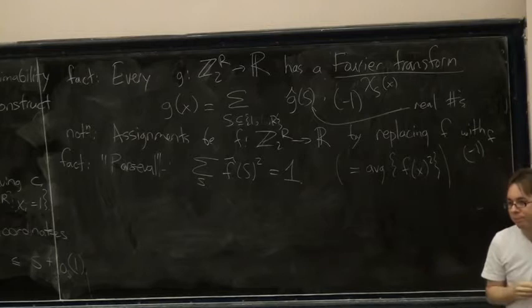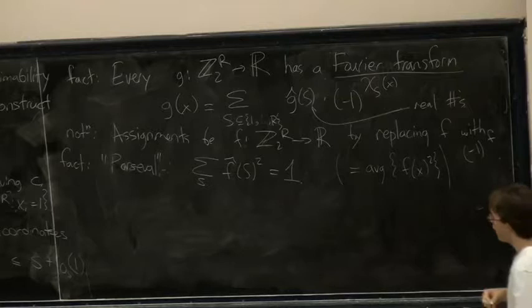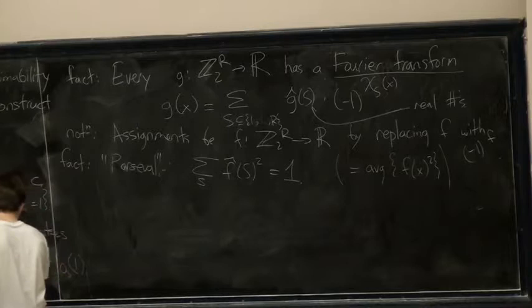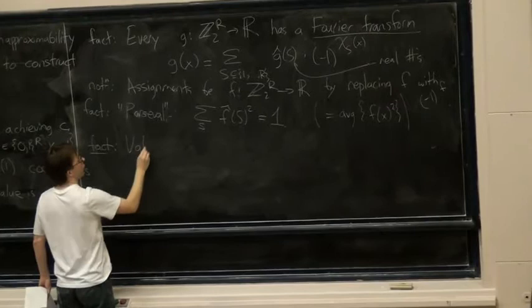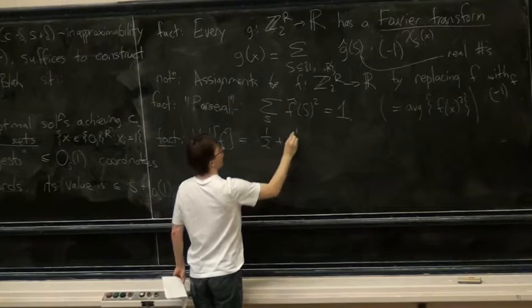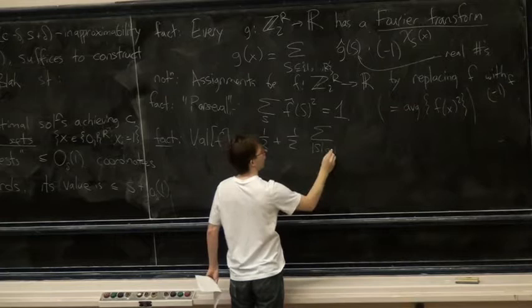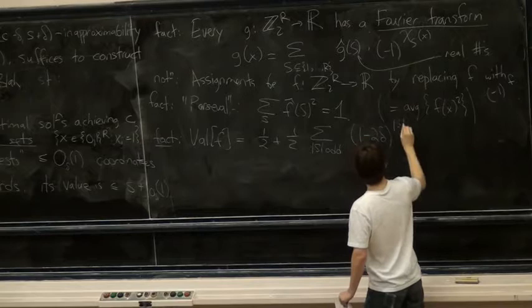And how does this help us? I'm afraid I'm going to leave it as an exercise again, but I'll do a calculation of the same flavor later. You can express the value of any function f in terms of the Fourier coefficients quite nicely. It's a half plus a half times the sum over all sets S of odd cardinality of (1 minus 2 delta) to the cardinality of S times the Fourier coefficient of f at S, cubed.